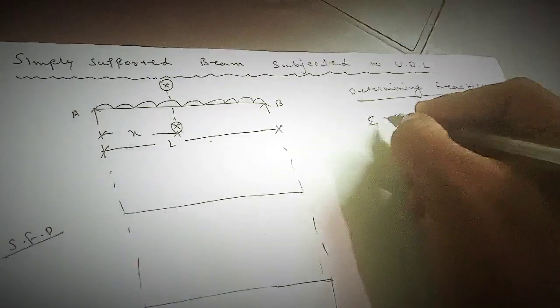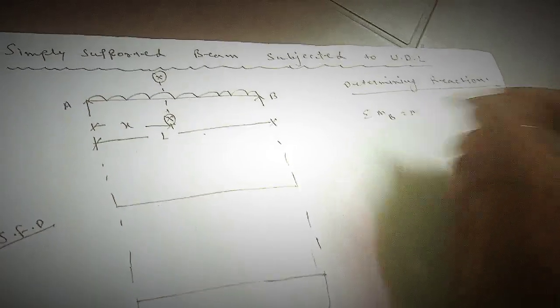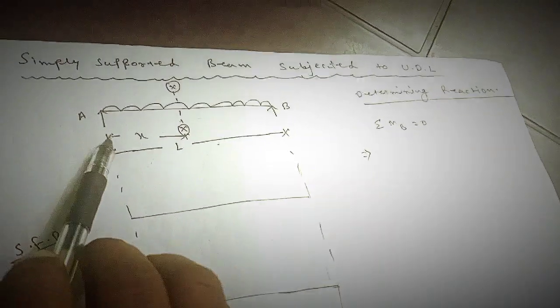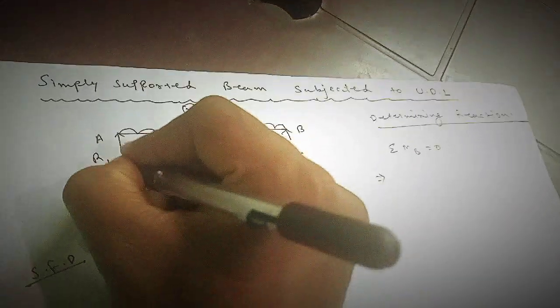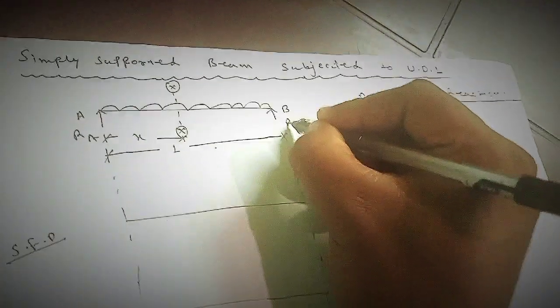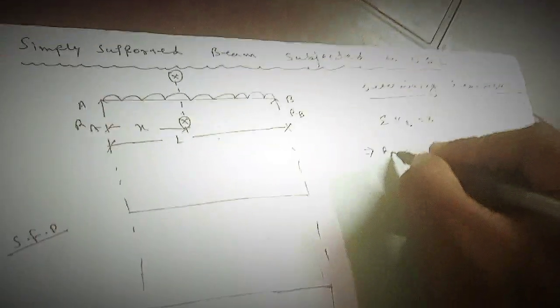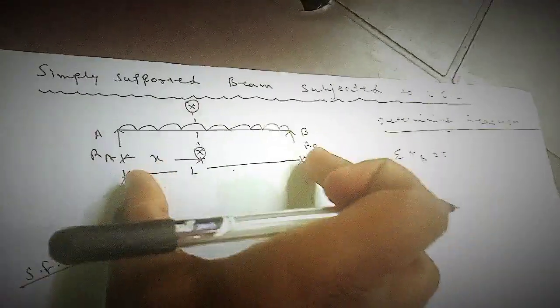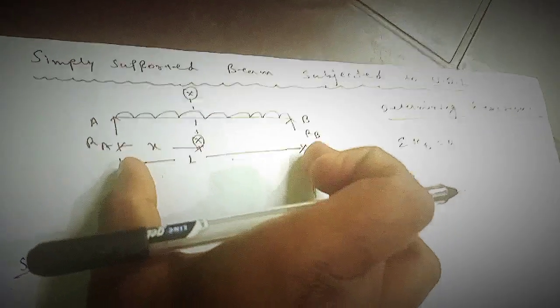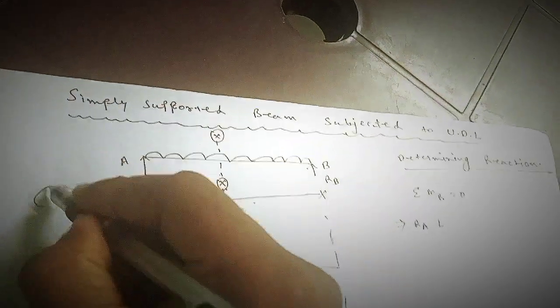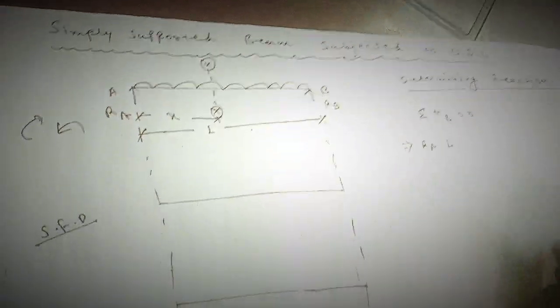So let's take moment about B equal to 0. Moment about B, that means what? See, here the reaction will be R suffix A, and here the reaction will be R suffix B. So R suffix A into L distance, we are taking the moment about B. This will be positive because I am considering this moment positive and this moment negative.